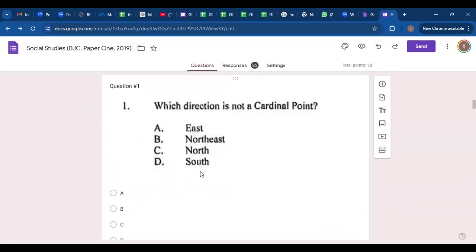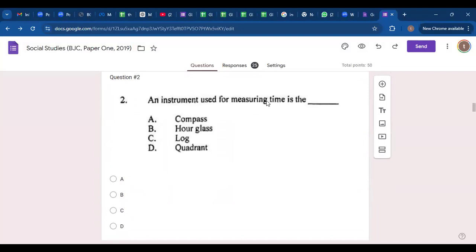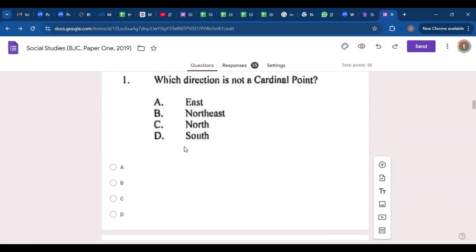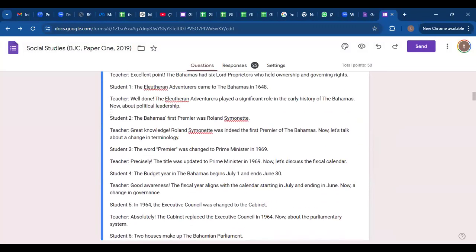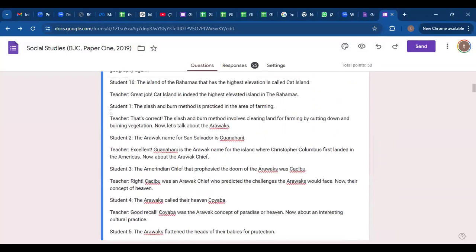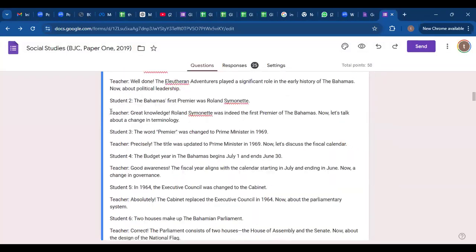What direction is not a cardinal point? An instrument for measuring time is what? Now, all of the answers are where? In the passage. So you have to use the passage to help you if you can't remember, all right?